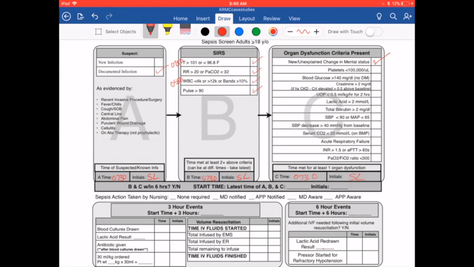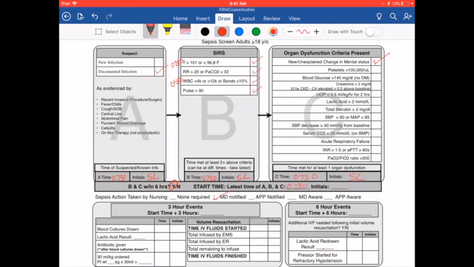Because they screened positive, you're going to have to call your physician. Let's say that they ordered a stat lactic acid and they want some blood cultures drawn. One thing I want you to notice on this is that column B and column C have to occur within 6 hours of each other in order for the patient to screen positive for sepsis. That will be less important in the ER, but on the floor you definitely want to be paying attention to that.